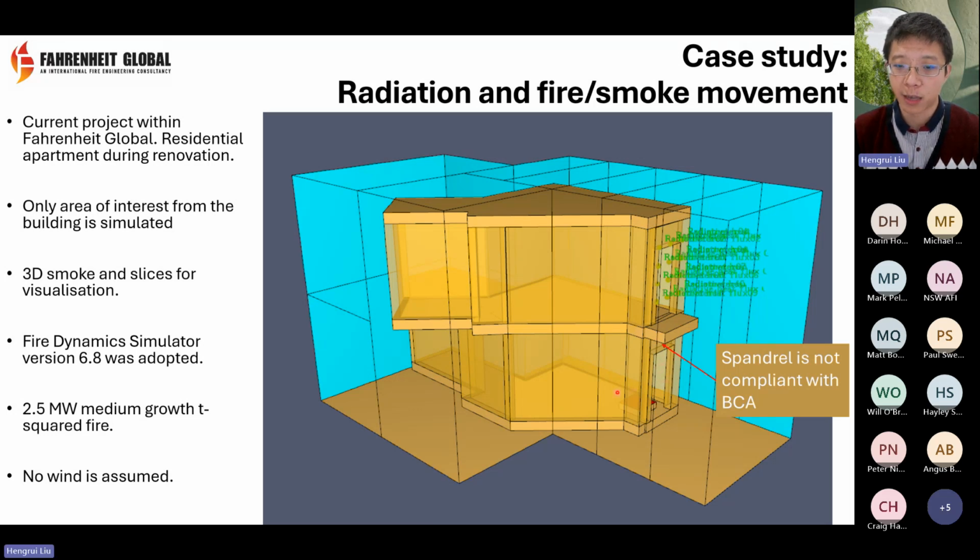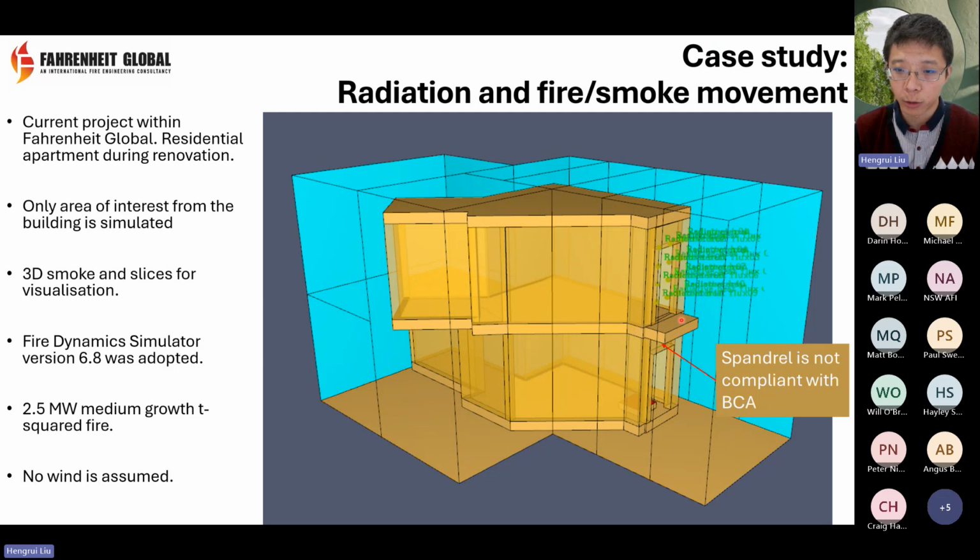A fire probably can start from a lower level. We have an opening on the wall here, and we have an opening on the upper level. And this spandrel is not high enough, and this horizontal projection is not long enough to be BCA compliant. So there is a risk of fire being developed here, and the fire can extend out from this opening of the door here.